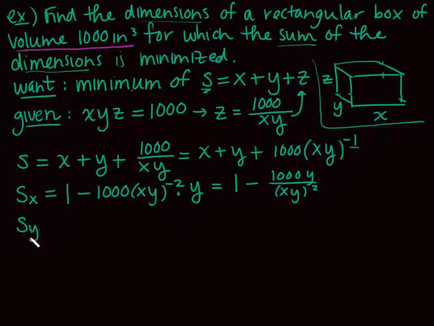And then likewise, s sub y, I would get 1 minus. It'd be the same idea here. 1,000, leave the inside, take 1 away. But now I need to multiply with the partial with respect to y. So the partial of xy with respect to y is going to be x.